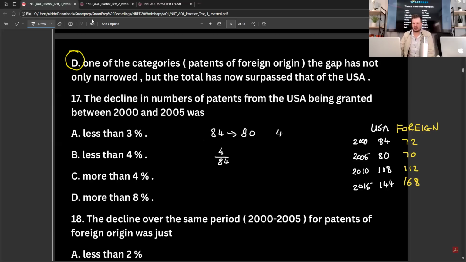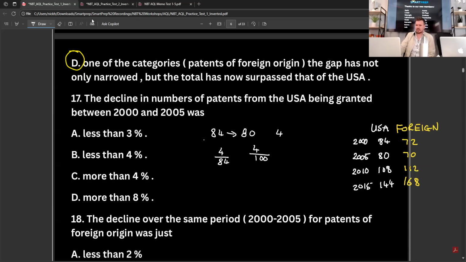Okay, well, when we look at that, 4 over 84 is less than 3%. Not less than 3%, right? Because 3% would be sort of 3 over 100. If we extrapolate this, 4 over 84 is going to be, it's less than 4%. No, sorry, more than 4%. Because if you had 4 over 100, that would be 4%.